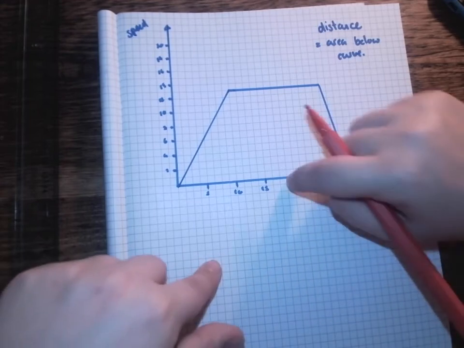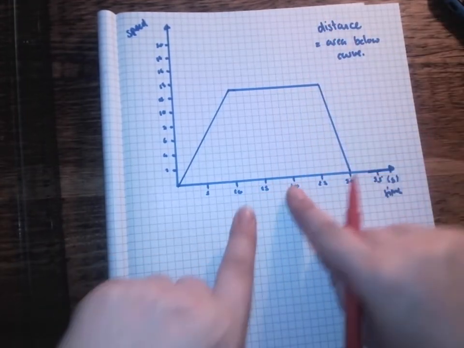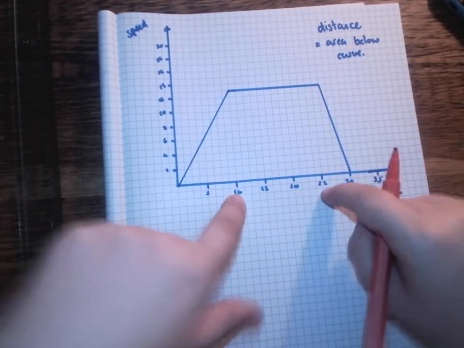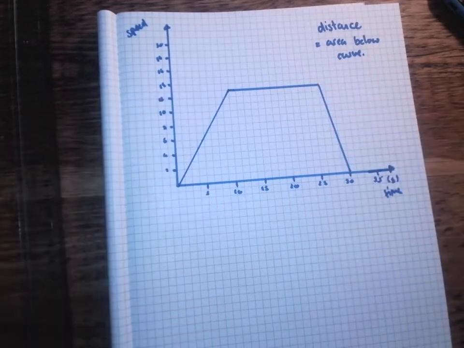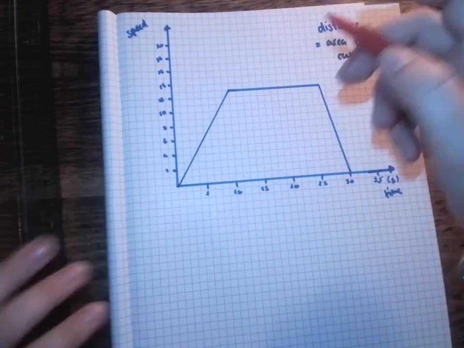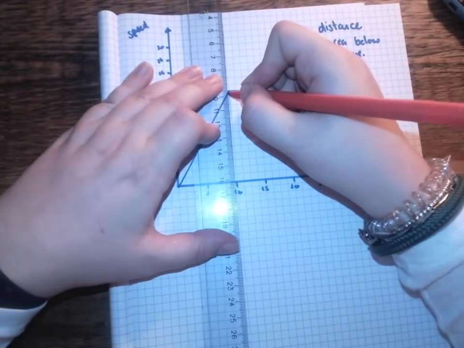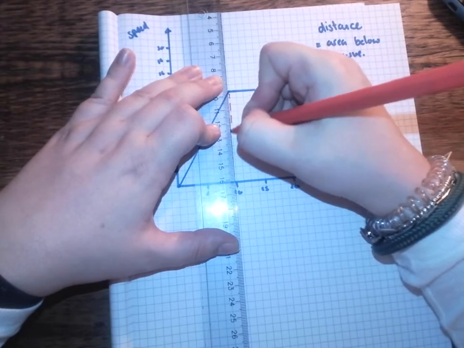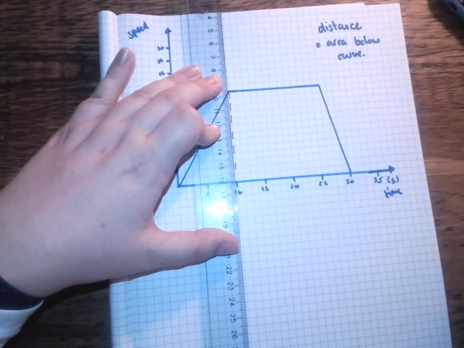I could also get you to just randomly use different times. So how far has it gone in its journey from 10 seconds to 25 seconds? Okay, I could get you to do lots of different things here. But what we tend to do is split them into shapes. So I'm going to go through and ask in different situations. The first one is how far has it gone in 10 seconds?